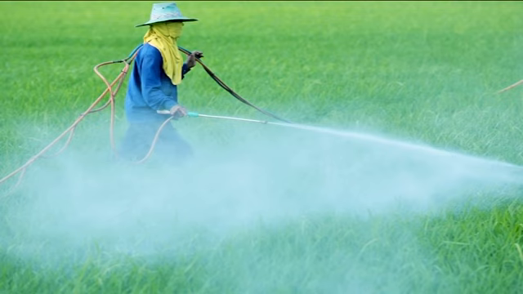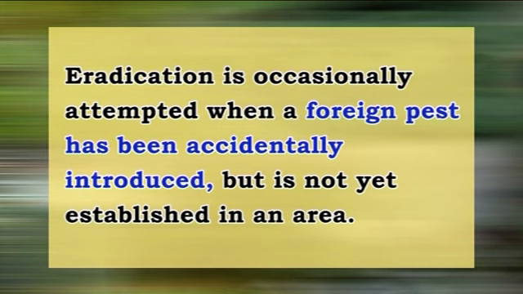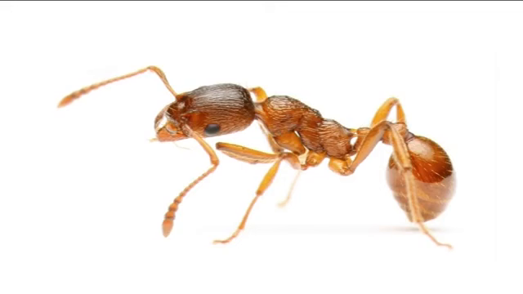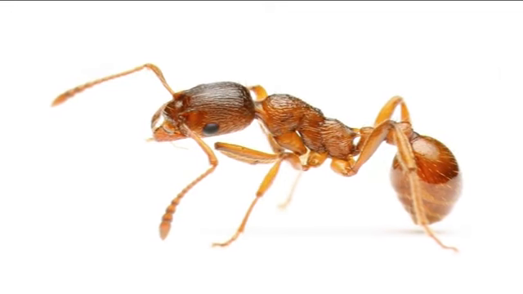Eradication. Eradication is a rare goal in outdoor pest situations because it is difficult to achieve. Usually the goal is prevention and/or suppression. Eradication is occasionally attempted when a foreign pest has been accidentally introduced but is not yet established in an area. Such eradication strategies often are supported by the government. The Mediterranean fruit fly, gypsy moth and fire ant control programs are examples.